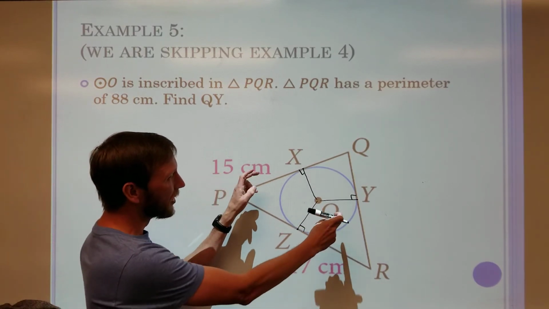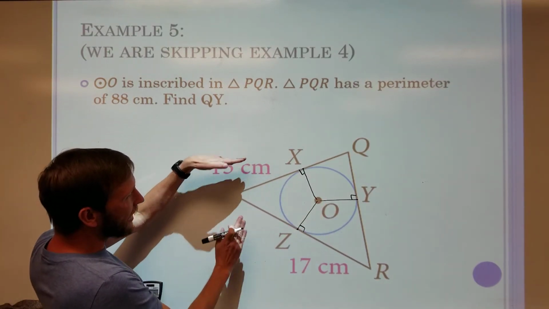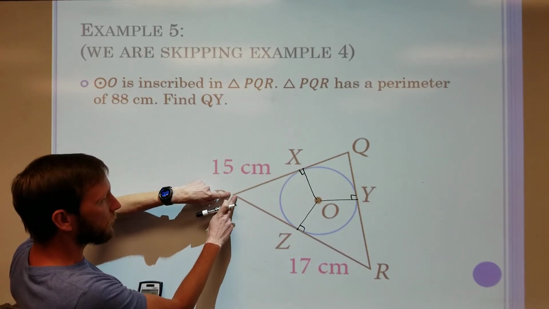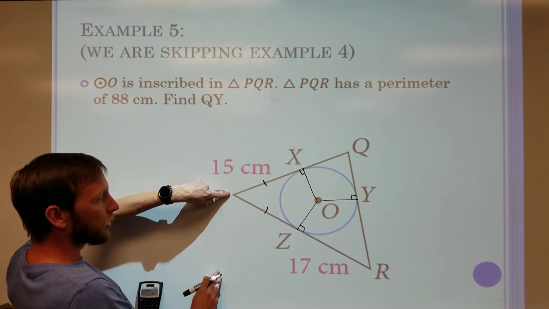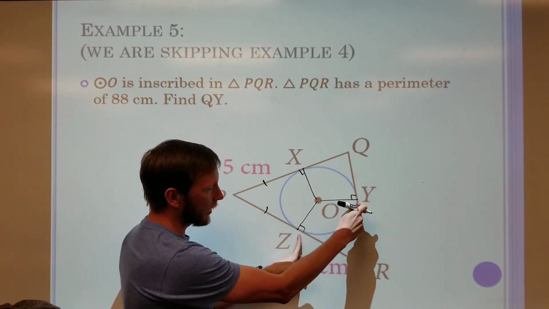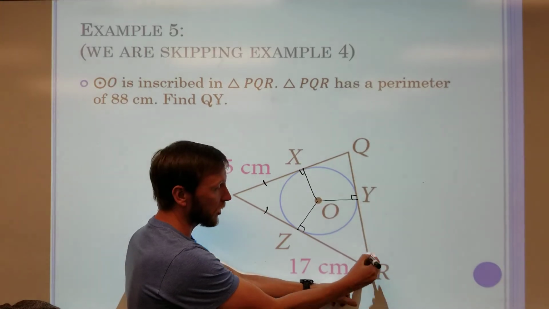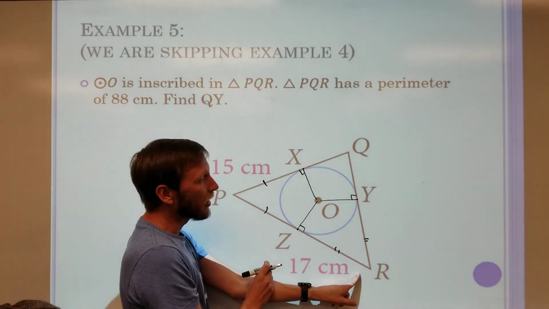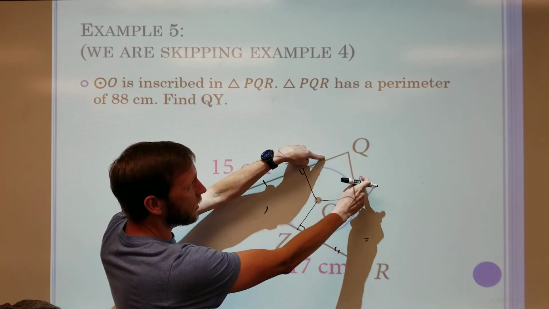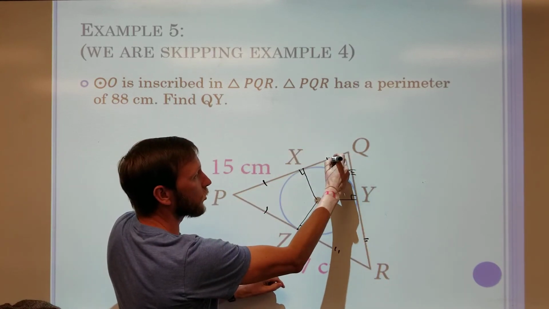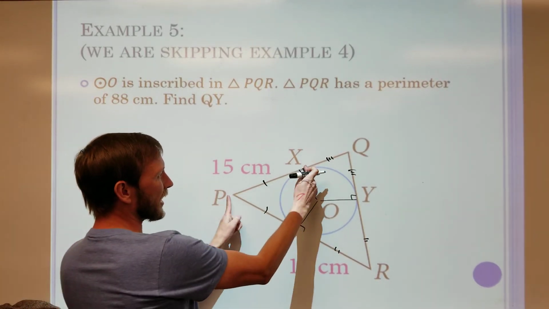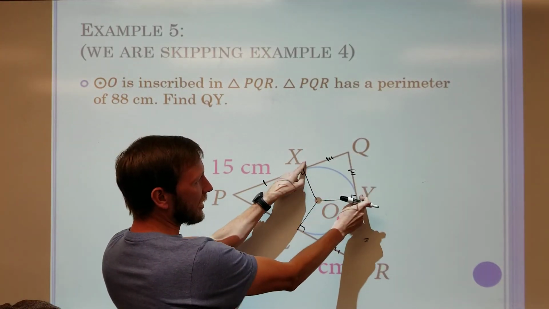That was our goal. So what we notice here is that these two segments are tangent segments originating from the same point, so that means that these will be congruent to each other. These two segments are tangent line segments originating from the same point, so they will be congruent. And finally, these two are tangent line segments emitting from the same point, so these will be congruent to each other. All right? It does not mean that this segment is congruent to that segment. It means that these two are congruent.